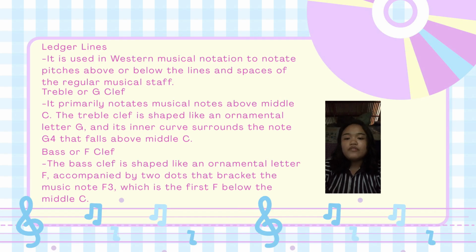Third is the bass or F clef. The bass clef is shaped like an ornamental letter F, accompanied by 2 dots that bracket the music note F3, which is the first F below middle C.